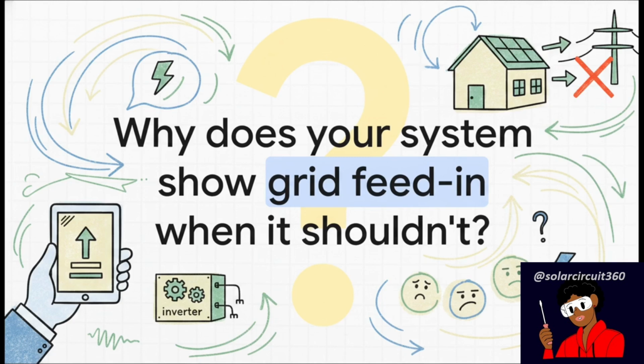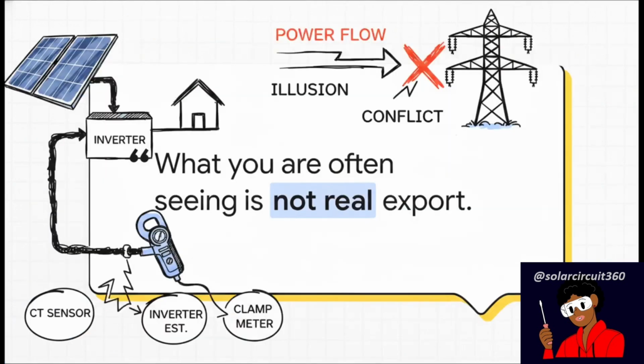It literally feels like your system is breaking the laws of physics, or just completely ignoring the parameters you carefully programmed into it. Well, here's the absolute crucial takeaway. What you're seeing, it's not real export. It's an illusion. It's actually a deep measurement conflict between your current transformer or CT sensor, the inverter's internal power estimation, and your external clamp meter. Your system isn't necessarily pushing power to the grid, it just mathematically thinks it is.